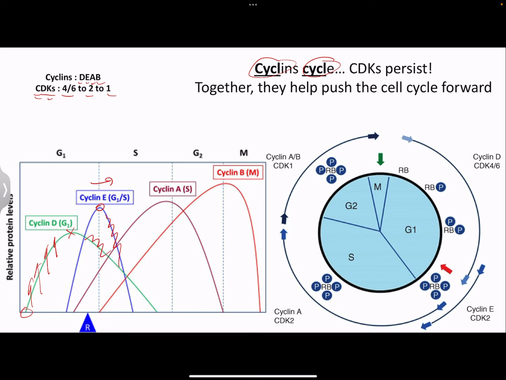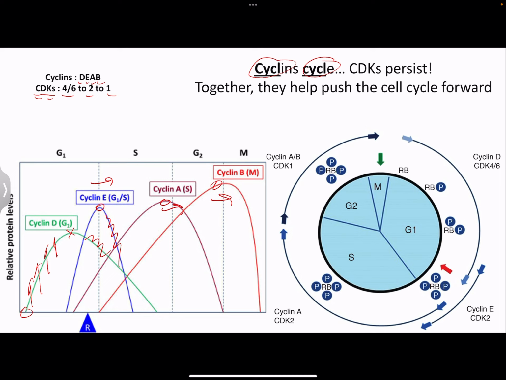Now it's the job of cyclin A to start accumulating, and it peaks right at the end of S. And you know what? That's because it's going to team up with CDK2, and it's going to push us into G2. And then we're going to see the same thing with B, pairing up with CDK1 and pushing us into the M phase.